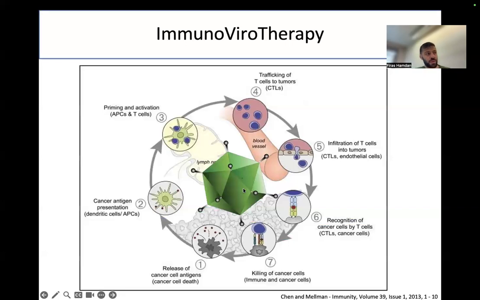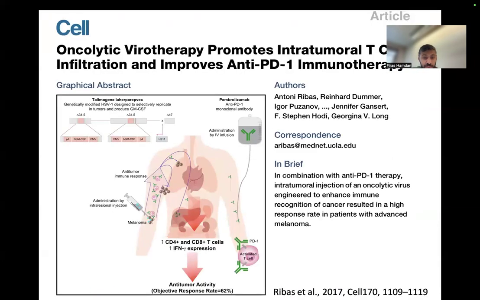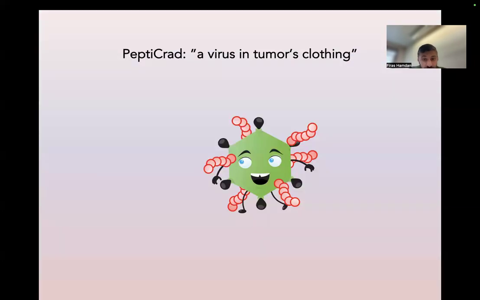This is what my boss works a lot on, optimizing these oncolytic viruses to work in every single aspect. And one of them that I want to speak about quickly is that he got viruses to dress in tumors' clothing. Basically, he made them into a vaccine. So this is your oncolytic adenovirus, and what he did is he stuck tumor peptides on top of it.